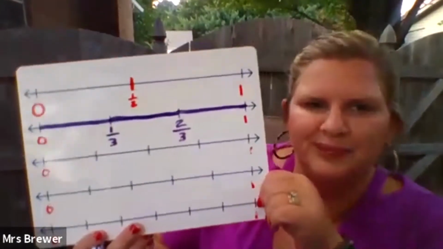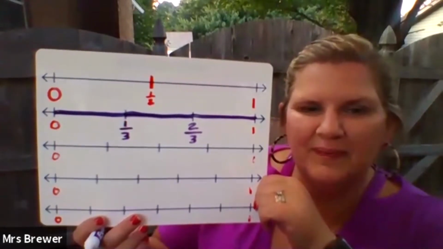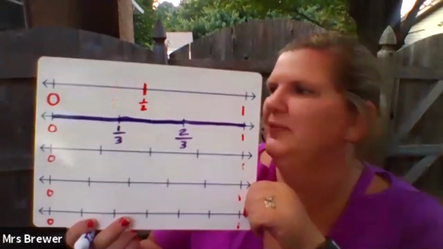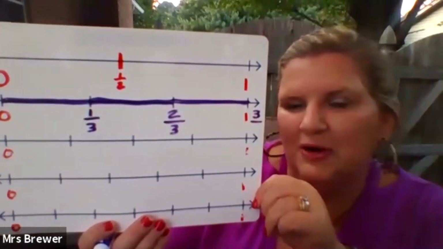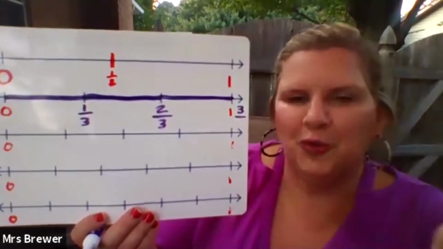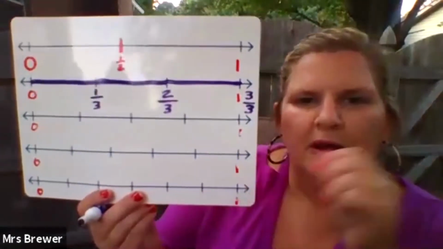2 thirds. All right, and now I'm going to keep coloring, and I'm going to color in one more section. If I colored in 1, colored in 2, now how many did I color? 3, right? Okay. So I'm going to put my 3. And that 3 is going to be out of how many pieces? What would my denominator be? You're right. It would be 3 again. So now, boys and girls, look at my fraction. That is 3 thirds, right?